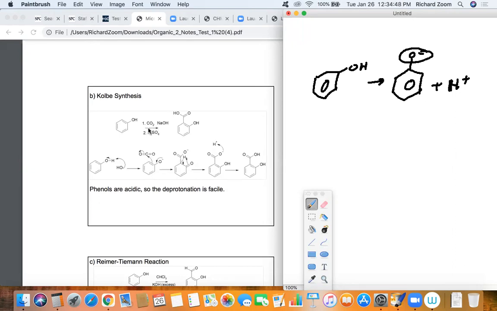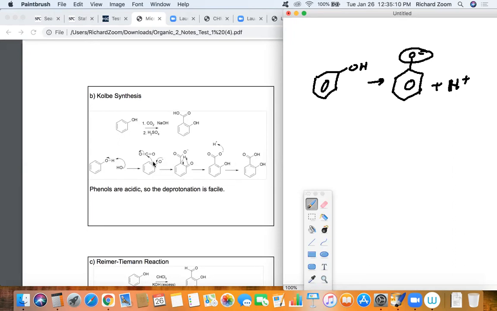carbon dioxide here is just dry ice. It's chunks of dry ice. You've seen solid carbon dioxide before, and you throw that in with the sodium hydroxide. And yeah, this is a good way to make what we call salicylic acid, which is this OH with the carboxylic acid, this benzoic acid group in the ortho position.